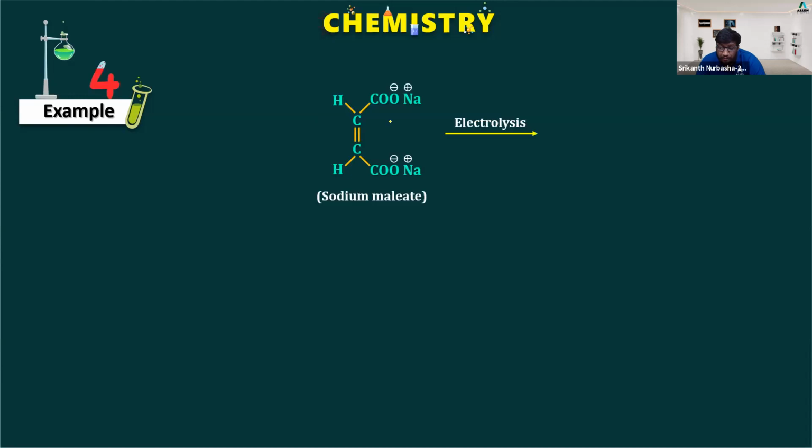Here we will get what? HC=CH with dots. It will combine to give CH≡CH, which is nothing but acetylene. Acetylene is obtained as the major product. In this particular case, sodium maleate upon electrolysis will produce acetylene.